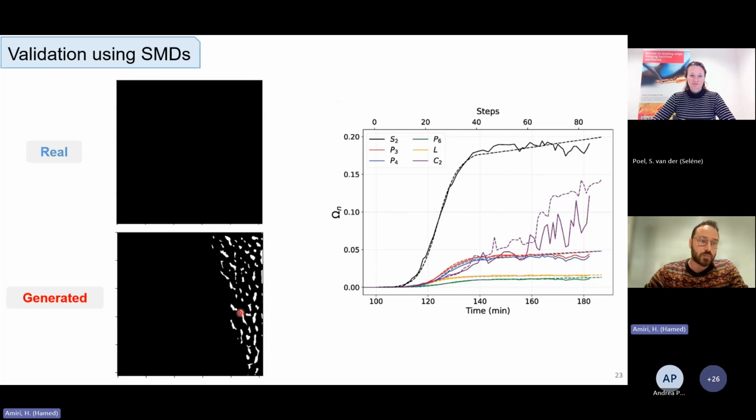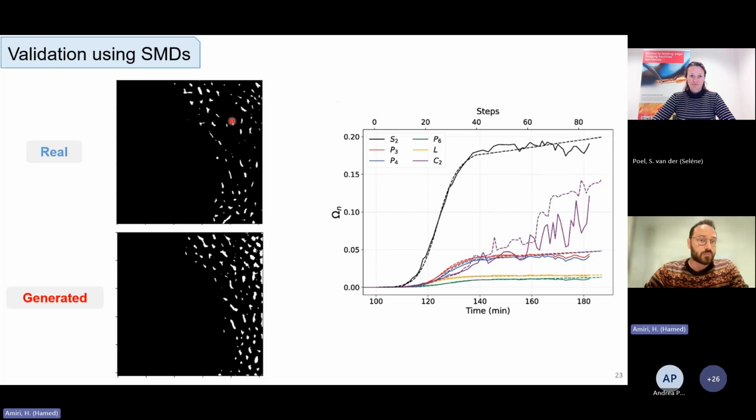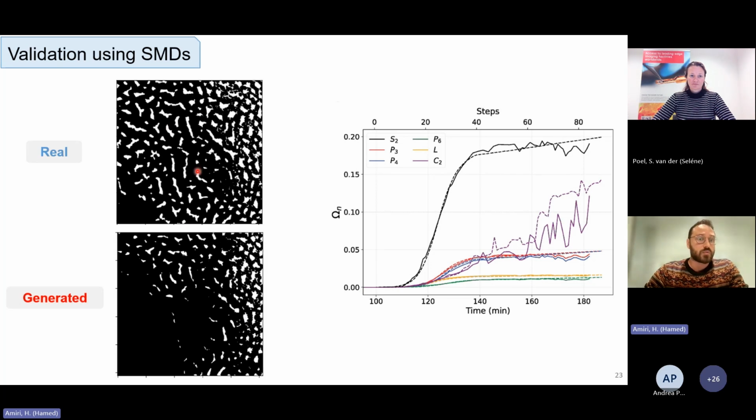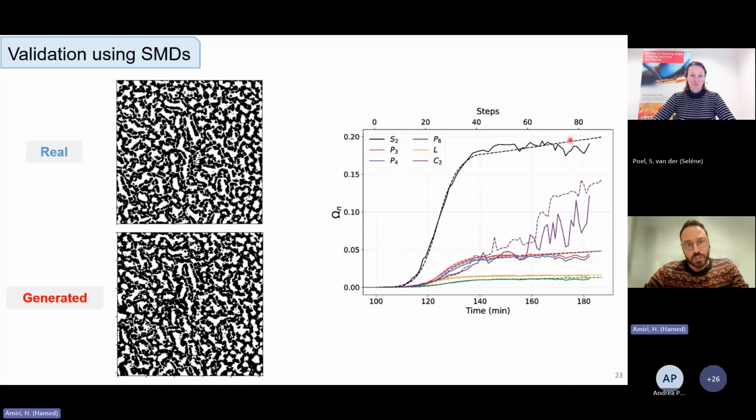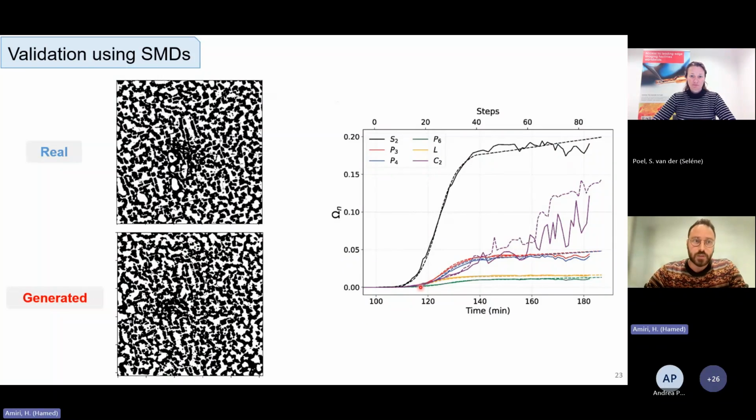So here you can compare the results of our generative model with the evolution of the real images from the experiment. As you can see, there is a good match between the evolution of the SMDs and the result of our model. So it shows that our model is able to reconstruct and reconnect the pores based on what it has learned from the experiment.